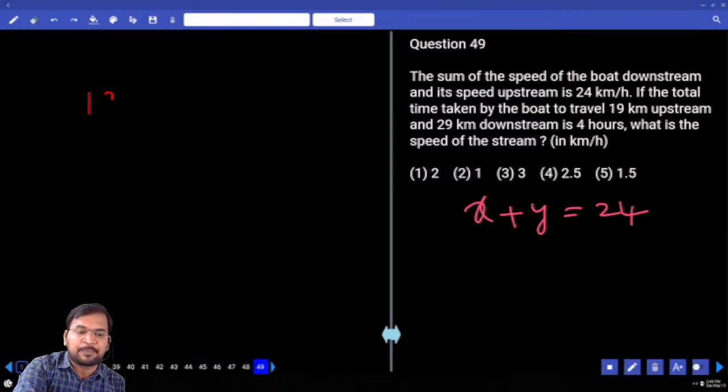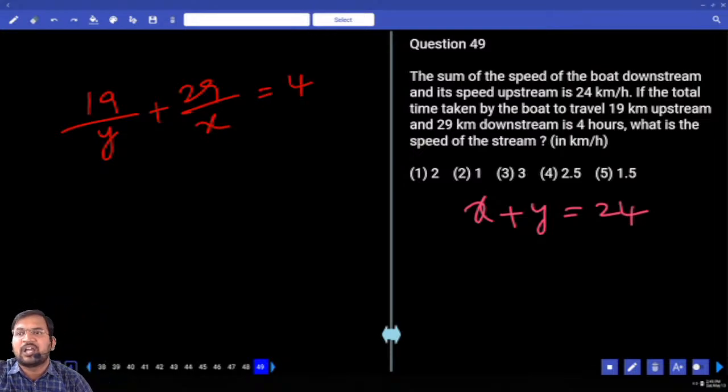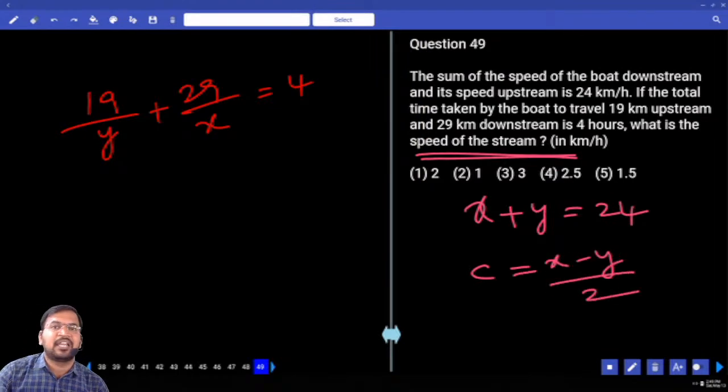So 19 kilometers upstream and y, 29 kilometers downstream, downstream is nothing but x. That is equal to how many hours? 4 hours. Then x is what? Y is what? Together is 24. They are asking speed of the stream, and speed of the stream is x minus y by 2. All of it clear?